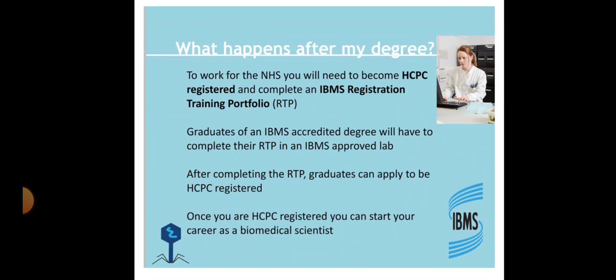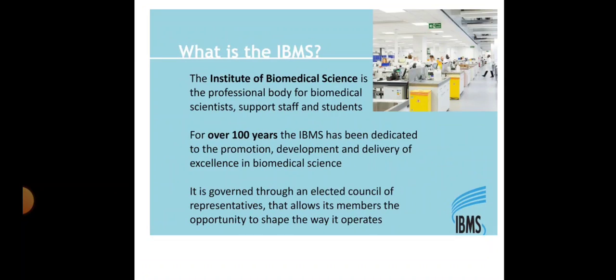To work for the NHS, you will need to become HCPC registered and complete the IBMS registration training portfolio. Graduates of an IBMS accredited degree will have to complete their RTP in an IBMS approved lab. After completing the RTP, graduates can apply to be HCPC registered. Once you are HCPC registered, you can start your career as a biomedical scientist.